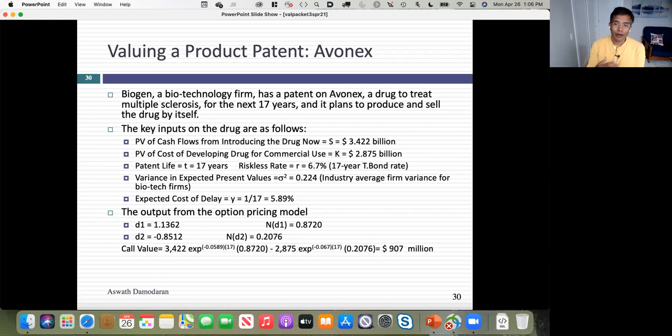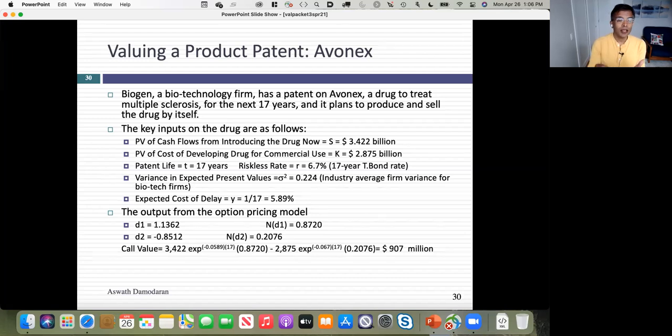So what Biogen had done is they projected a number of people with MS, gone through the process we just described, and come up with cash flows. And the present value of the cash flows they came up with, using a biotechnology company cost of capital, was 3,422 million, or 3.422 billion. That's the present value of developing the drug right now. They haven't done it yet, but say if we develop it now, that's what the present value of the cash flows will be.